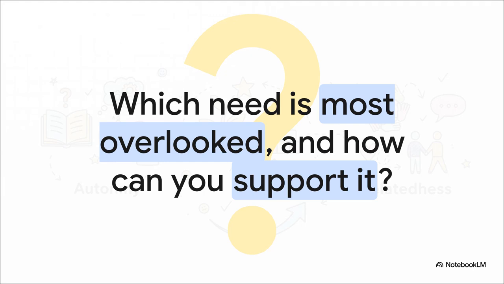And that leaves us with one final thought to take with you. As you think about your own world, whether you're a teacher or a student, which of these three needs, autonomy, competence, or relatedness, do you think is the most overlooked? And maybe more importantly, what's just one small, simple thing you could do tomorrow to start supporting it?